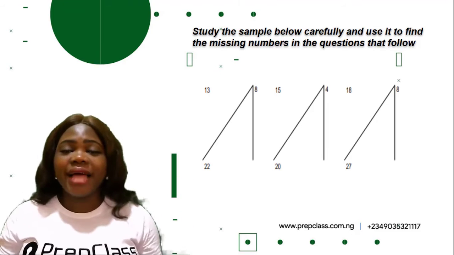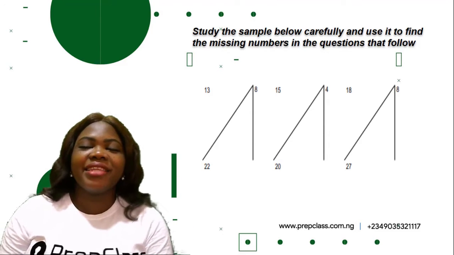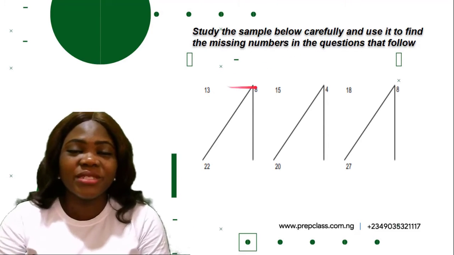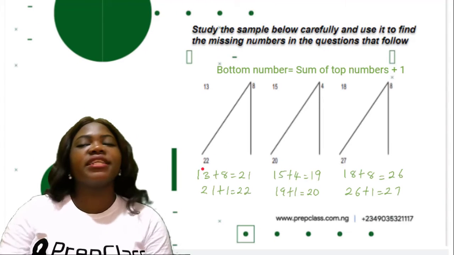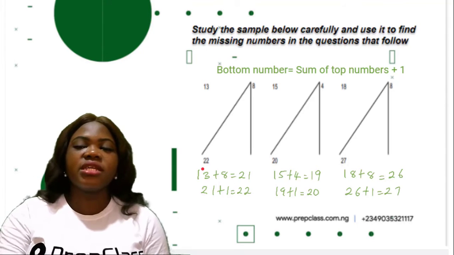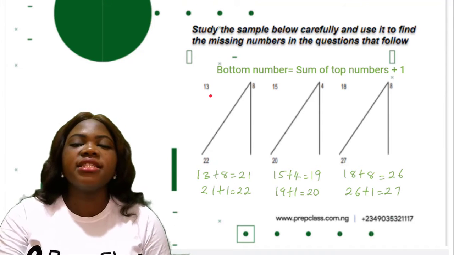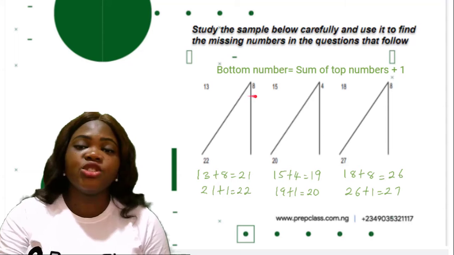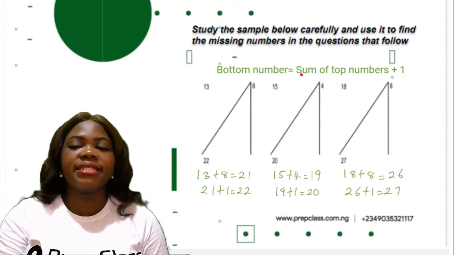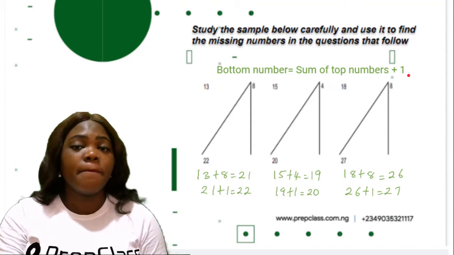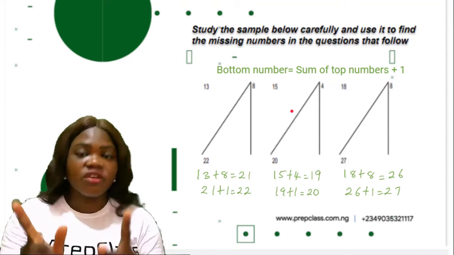and then go ahead to answer the questions. That's all. Okay, so here there are three numbers in each of the samples, and there is a relationship between these three numbers. So let's find out that relationship. To get the bottom number, you find the sum of the two top numbers. That is, you add the two top numbers and then you add one again. So bottom number is equal to the sum of top numbers plus 1. So let's do it for each of the samples.